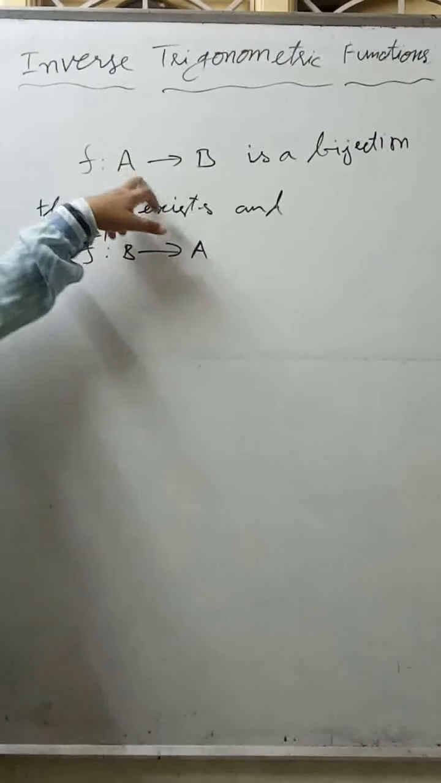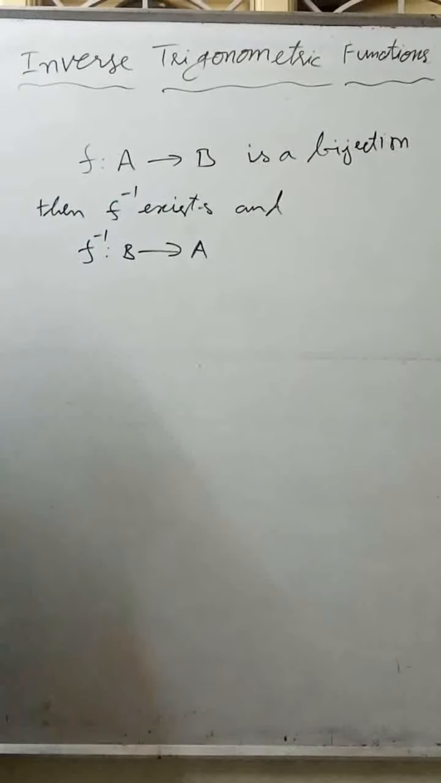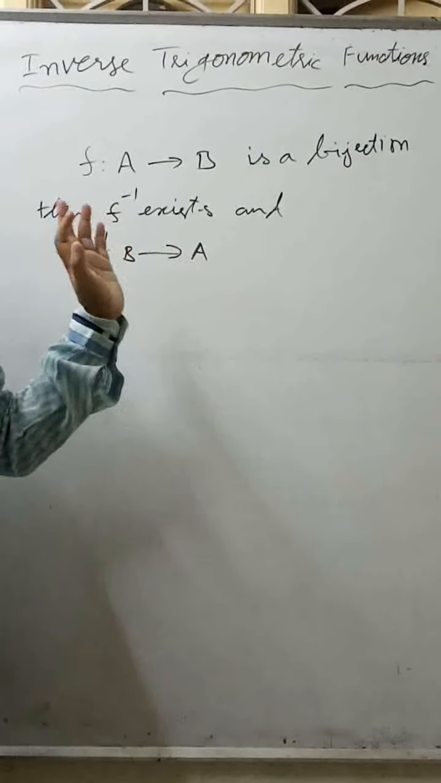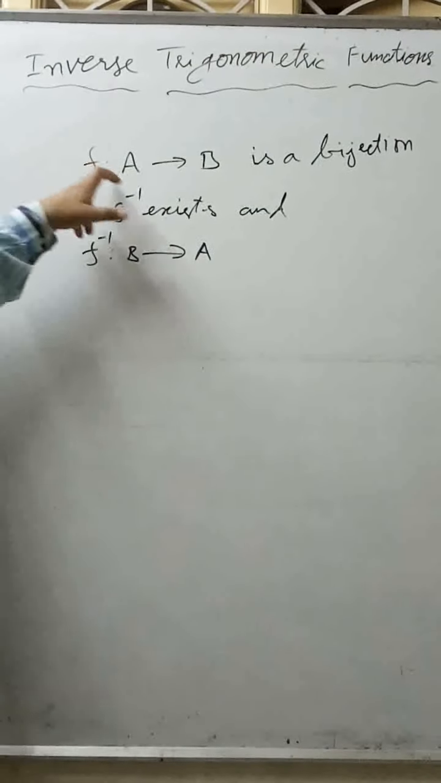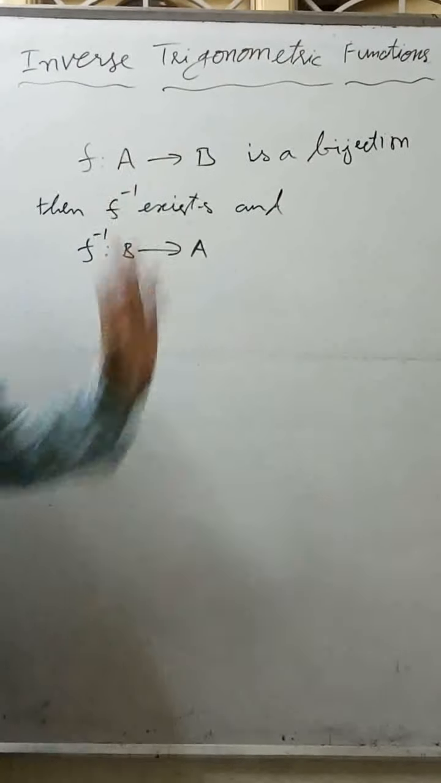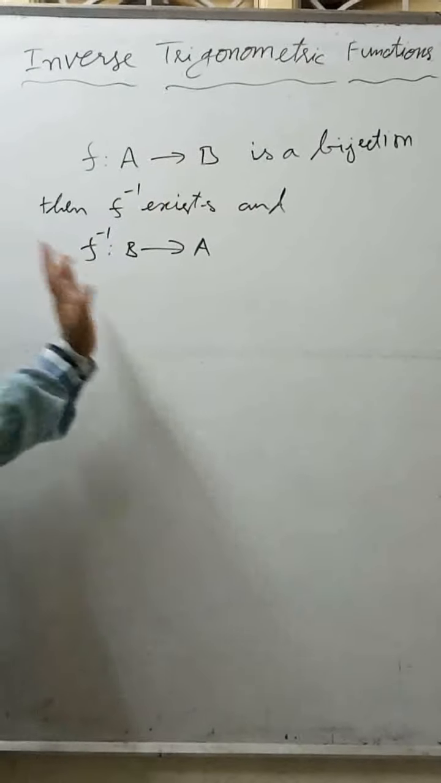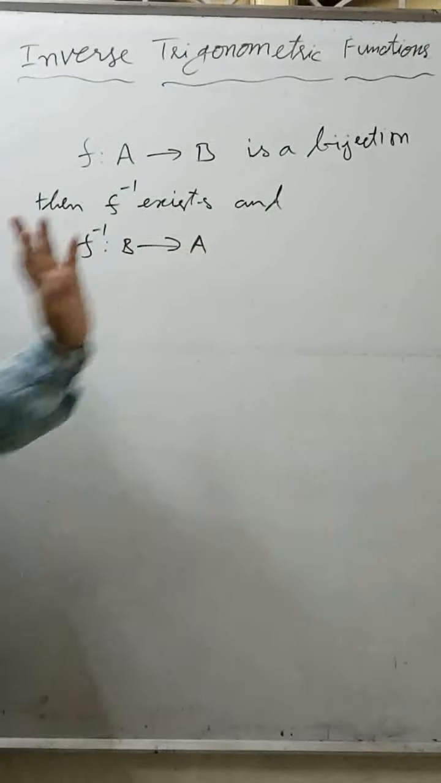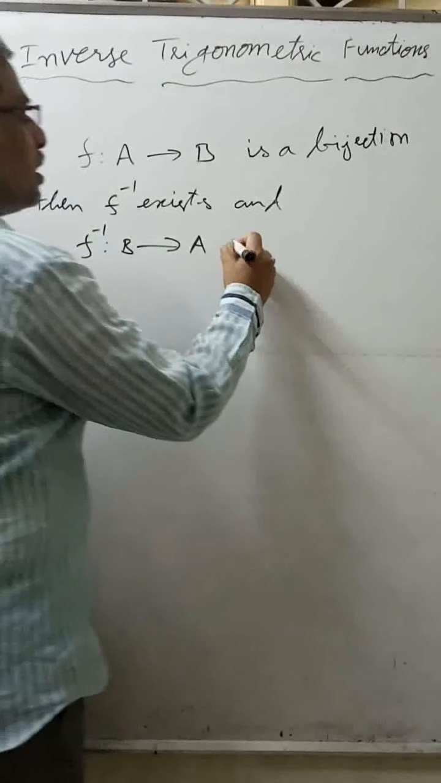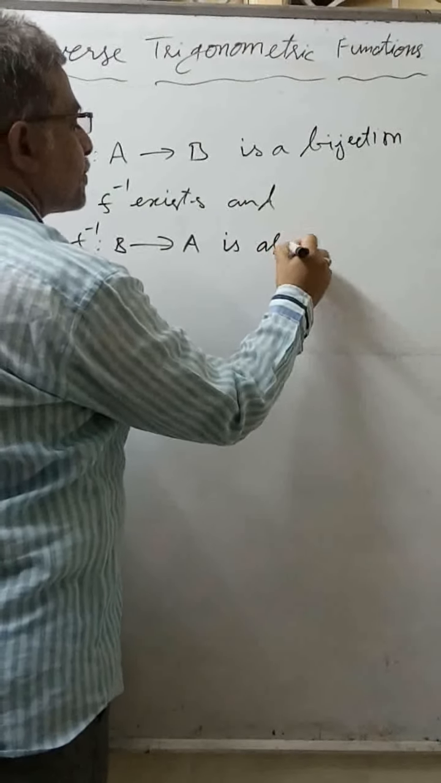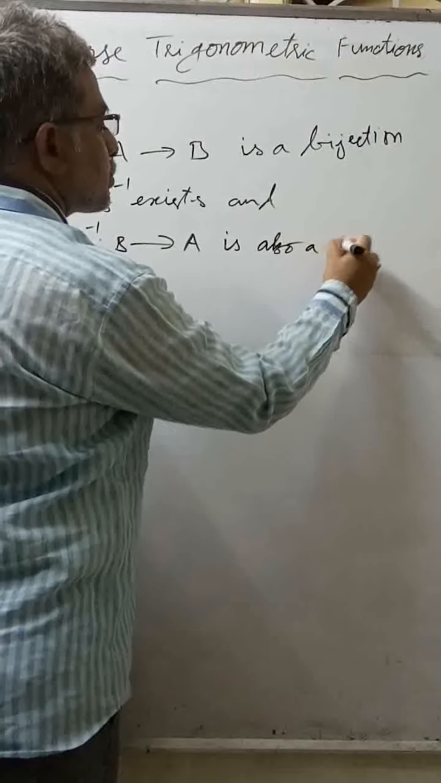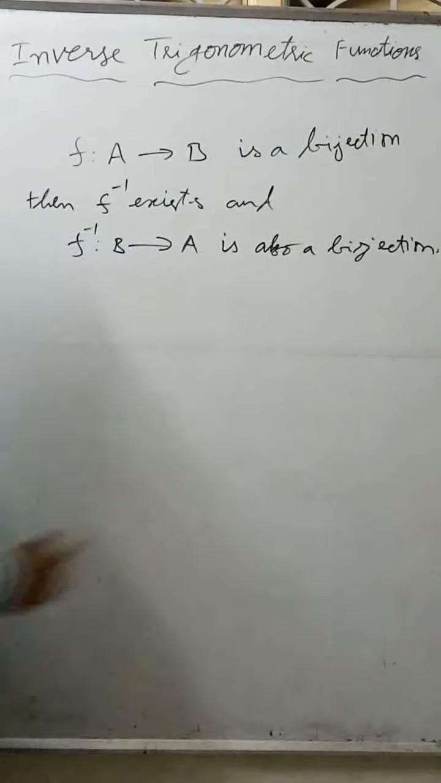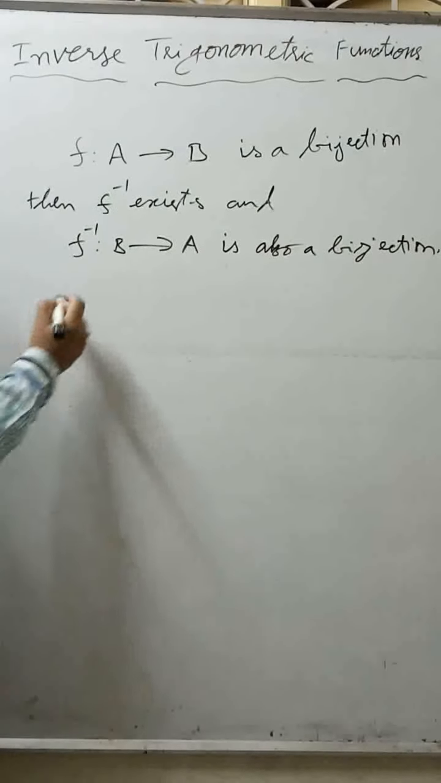If f is a mapping from A to B and is a bijection, then f inverse exists and it is from B to A. This is what we learned in functions. Then f inverse from B to A is also a bijection. From this we learn some more also.